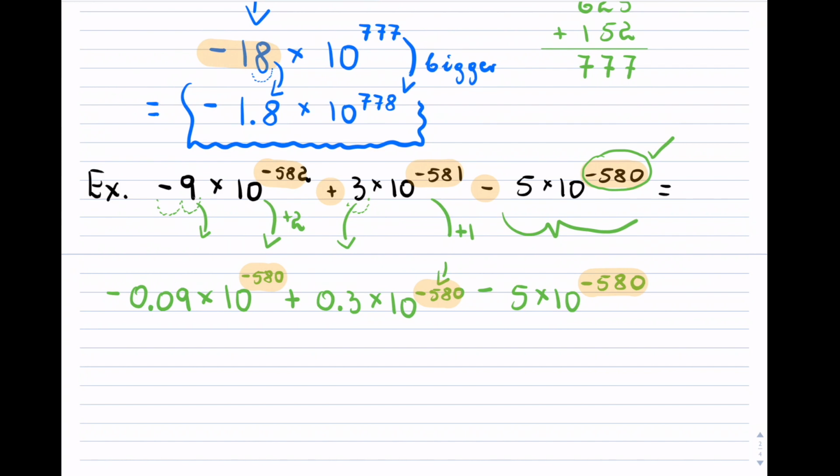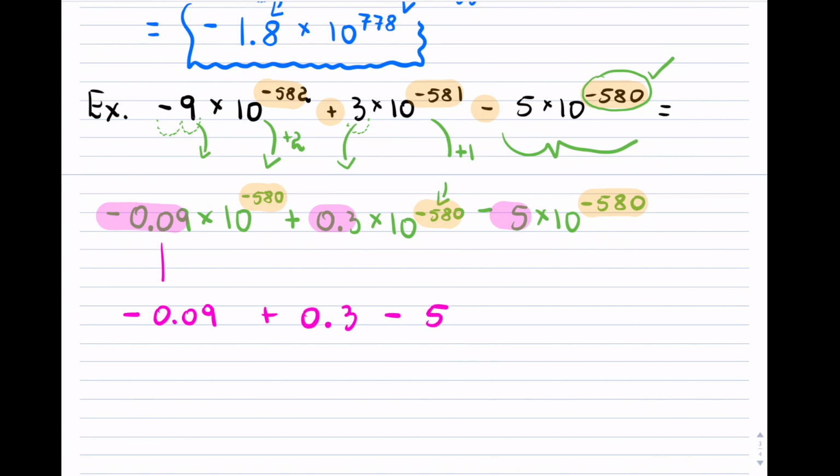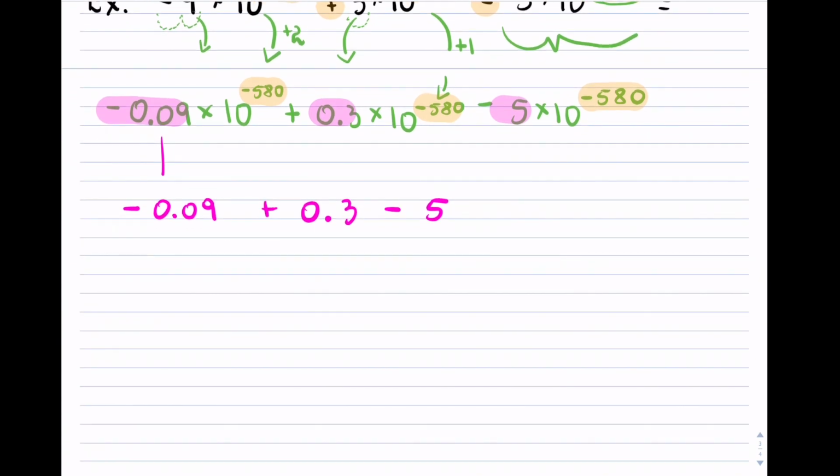Now, because the exponents are the same, this question boils down to simply working with our significand and our mantissa at the end. So let me pull these out from here. So we have negative 0.09 plus 0.3 minus 5. Now this tests our ability to do subtraction and addition of decimals. So first off, these two: I have a negative 0.09 plus 0.3. So I'll take the bigger, 0.3, and I will subtract the smaller from it. Now the answer is going to be positive here.